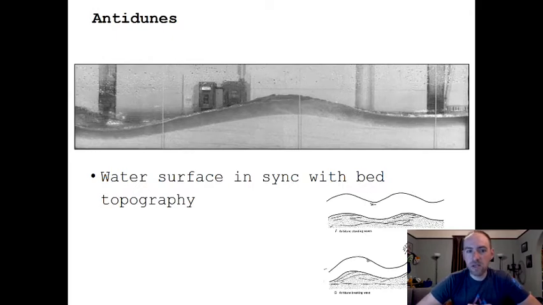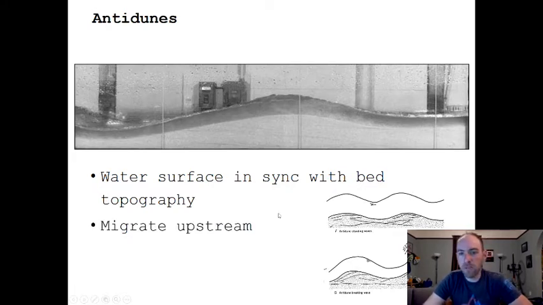And in this case, right, the antidunes are these features where the flow or the water surface is in phase with bed topography, right? High points in the flow are over high points in topography. And unlike dunes, antidunes actually migrate upstream.